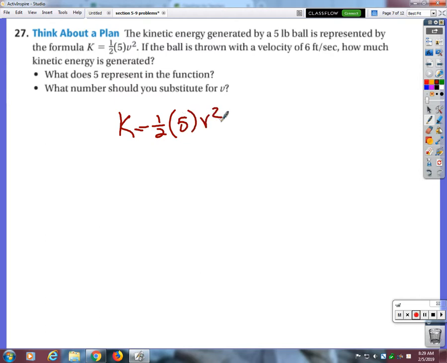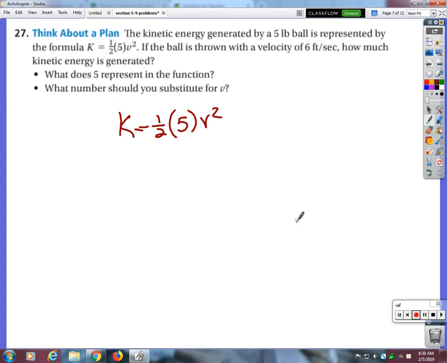Okay, what does the K stand for in the formula? Kinetic energy, yeah. Where does the 5 come from? Yep, 5-pound ball. This is number 27. Yeah, good point, Anthony. What's the V? What does V stand for?